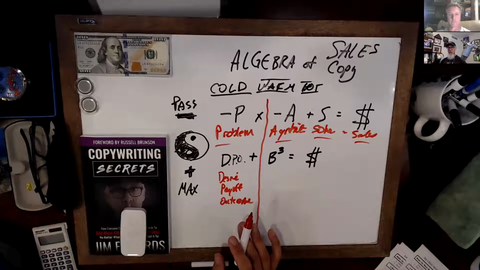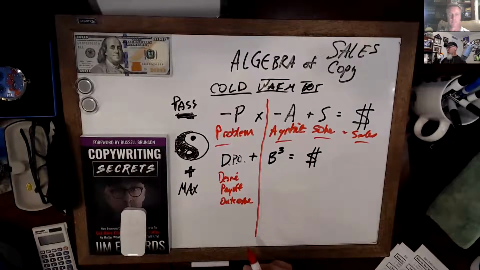We're stating where they are. But the problem is that where they are is not emotional. It is not enough to get them off their ass to actually do something. Because if it was, they would have already bought. They would have already found the solution. They would have already purchased something. So this is where they are.